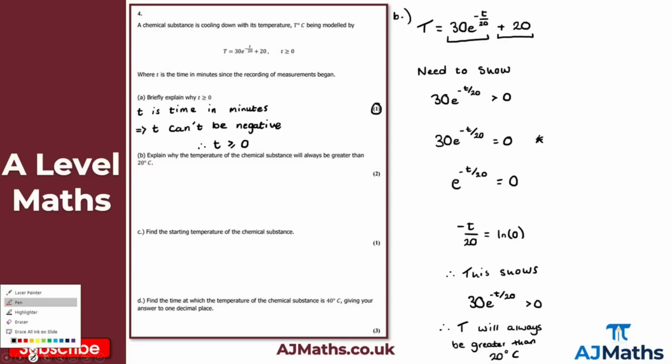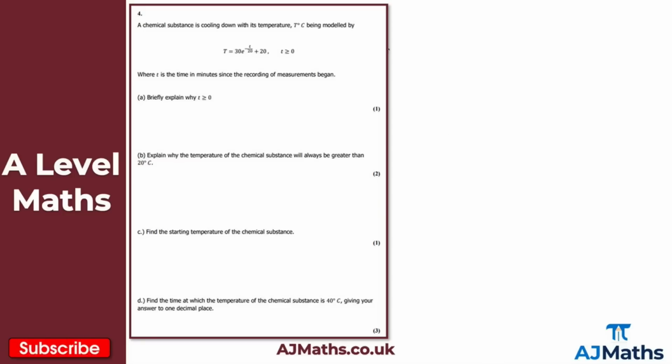We'll just clear the screen now so we can have a go at part C. For part C, it says find the starting temperature of the chemical substance. The starting temperature here would be when little t is zero. So little t equals zero. All I'm going to do now is substitute little t into my exponential model. Therefore capital T is going to be equal to 30e to the power of minus 0 over 20. So 0 over 20 is just 0. So I'm going to get 30e to the power of 0 plus the 20.